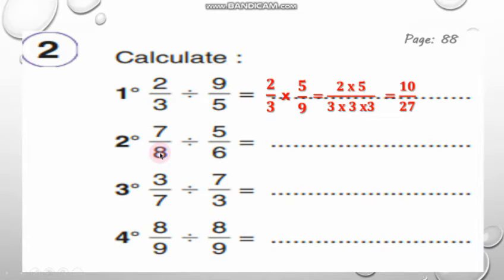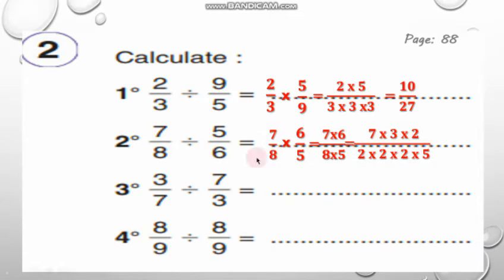Now 7 over 8 divided by 5 over 6. So I'm going to write 7 over 8 times 6 over 5. Then I multiply the numerators together and the denominators together. I can write instead of 6, 3 times 2, and instead of 8, 2 times 2 times 2. So now I can see if I can simplify. Yes, I can simplify by 2. Now I complete. 7 times 3 equals 21, and 2 times 2 times 5 equals 20.